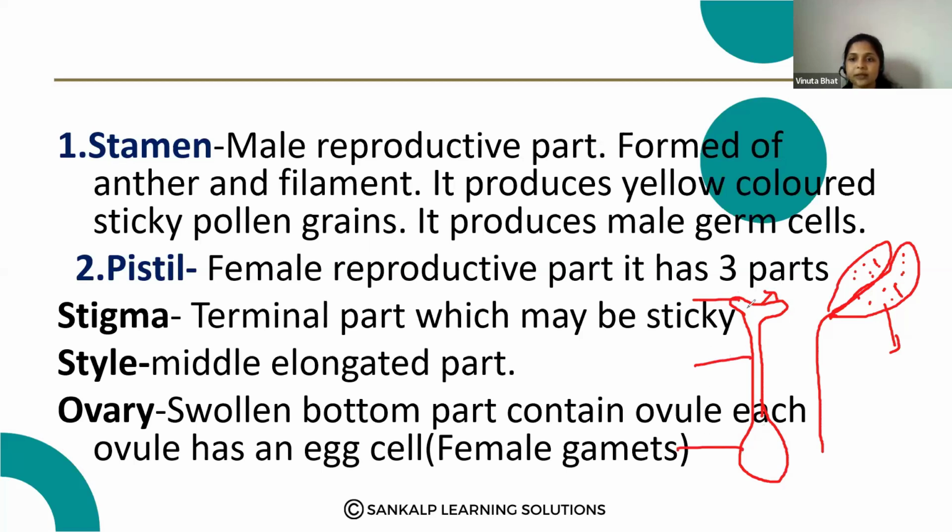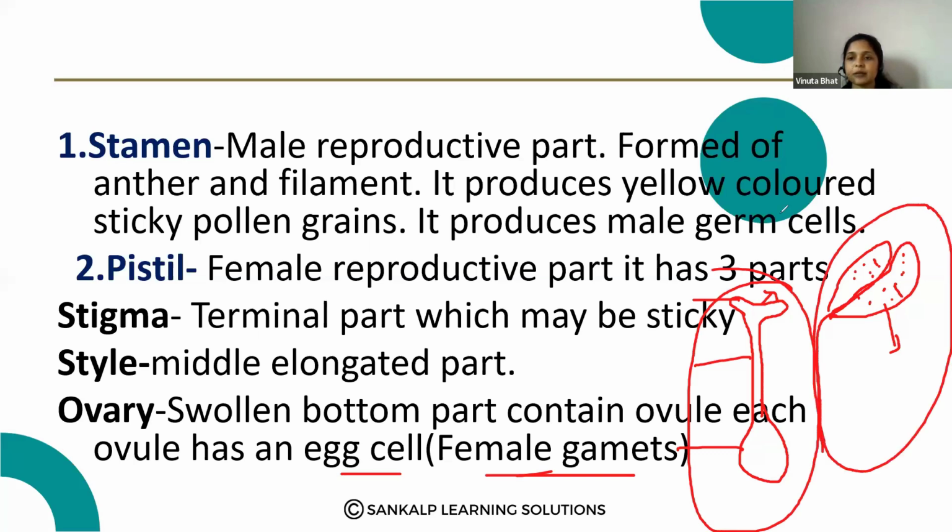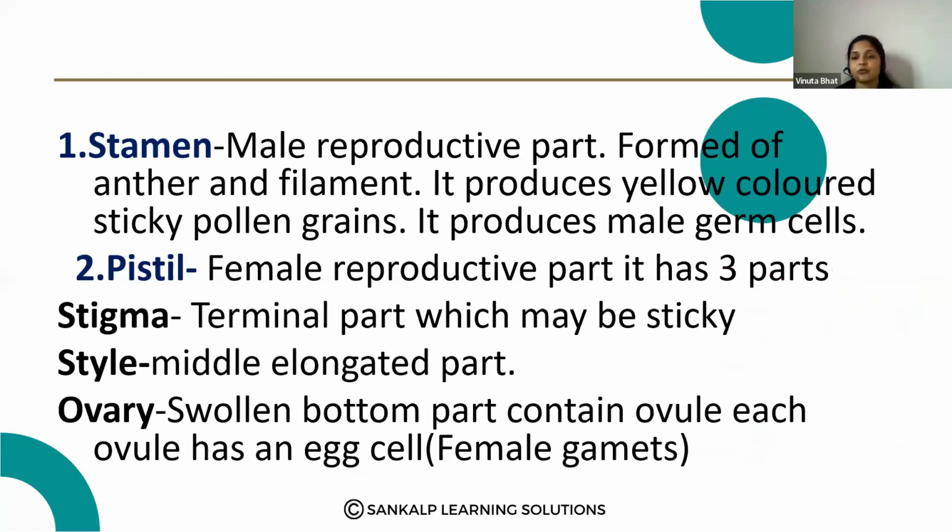Stigma, style and ovary. The stigma is the sticky part which receives the pollen grains, the style is the elongated part, and the ovary is the swollen bottom part containing ovules, and inside the ovules the egg cells or female gametes are present. Okay, so this is the female reproductive structure and this is the male reproductive structure. Please note down the male and female reproductive structures of the plants.